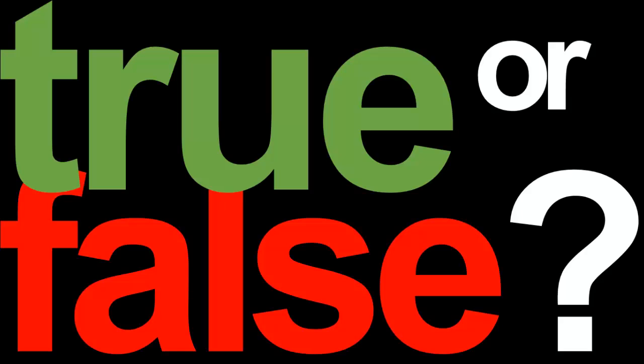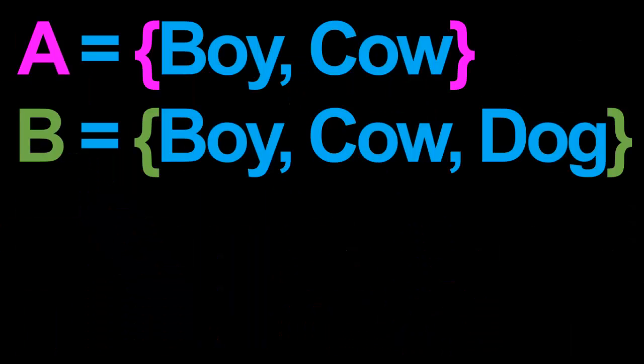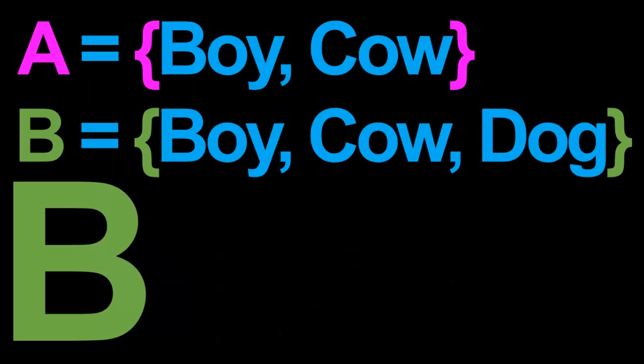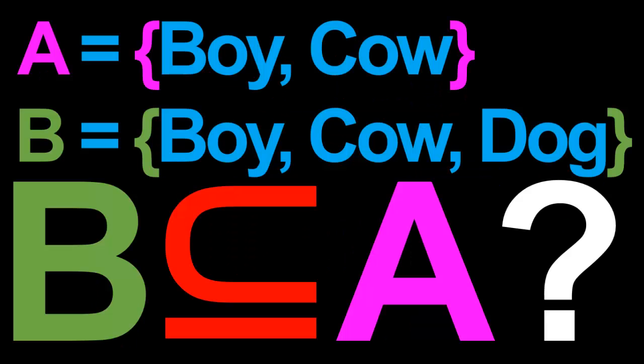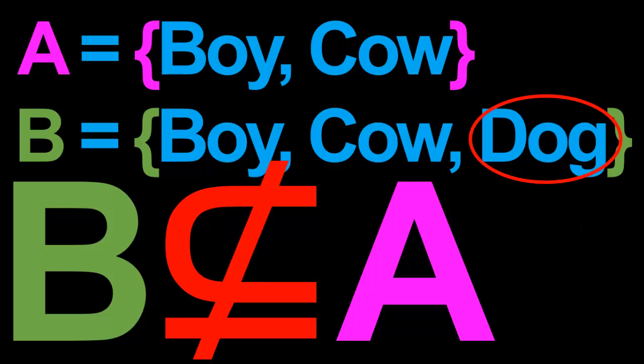Here's another true-false question. Using the same examples of A and B, is the set B a subset of the set A? Notice that A doesn't contain dog, so in order for B to be a subset of the set A, it must be the case that B doesn't contain dog either. However, this is plainly not true because B does indeed contain dog. Hence, B is not a subset of A.